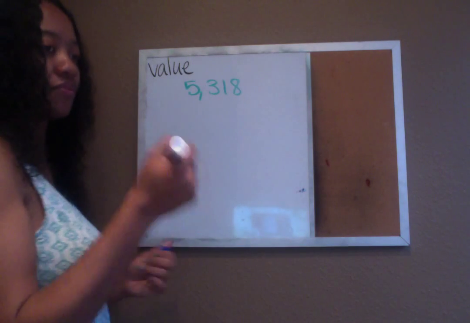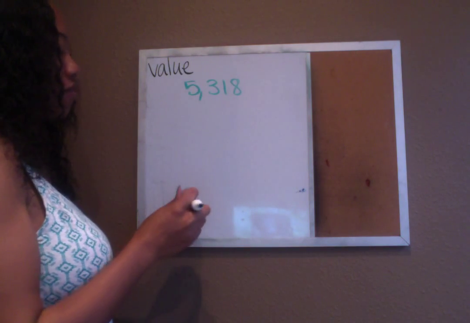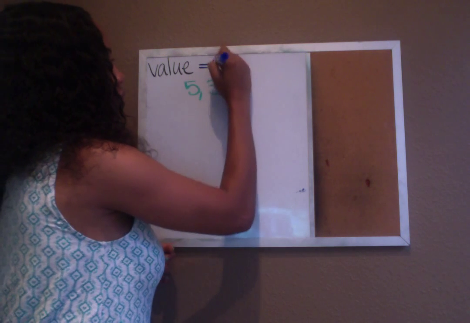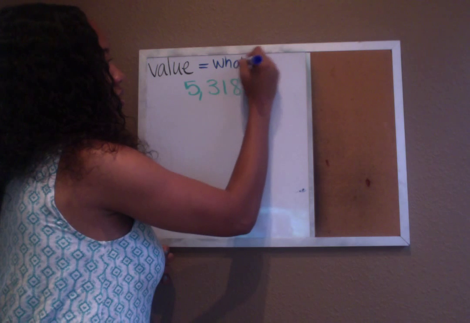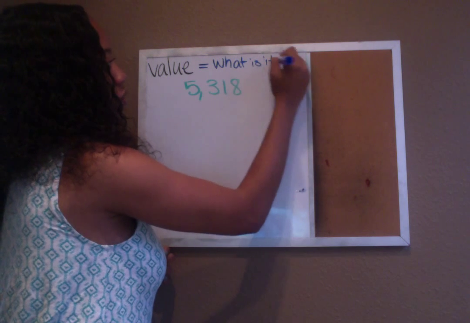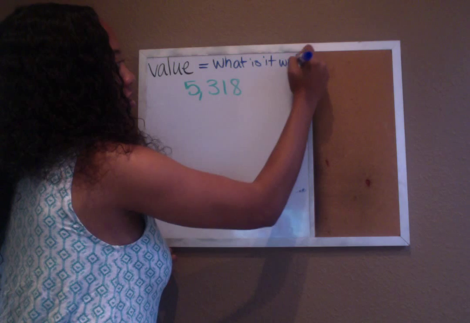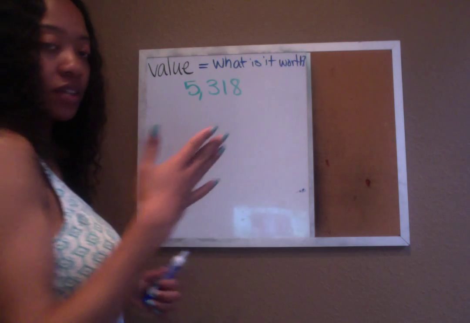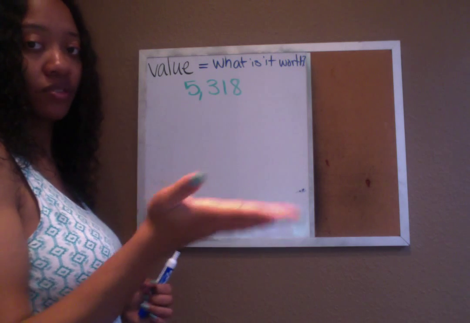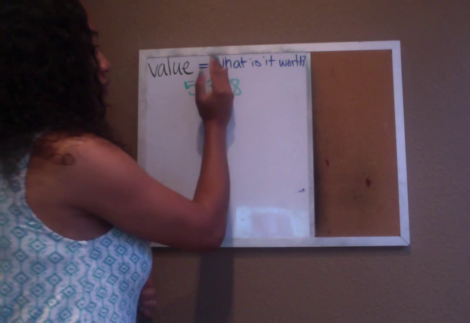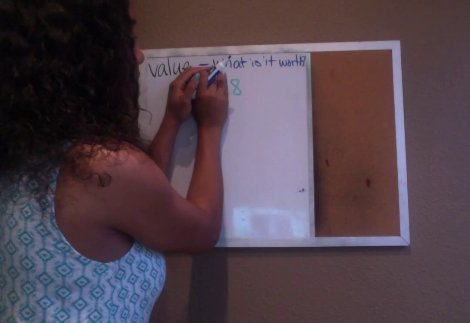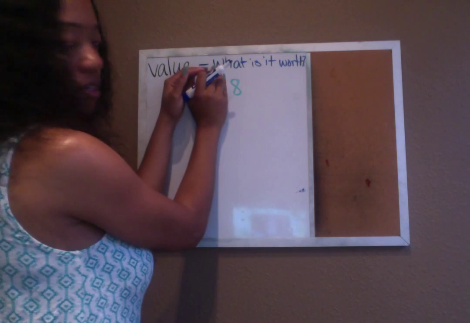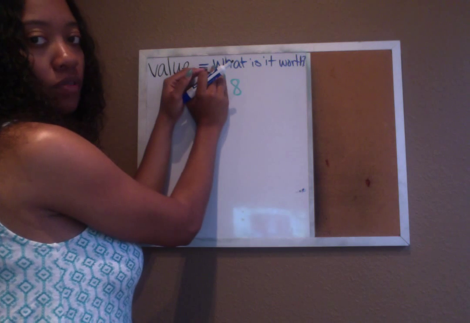Okay. When I'm looking at the word value, what sticks out to me is, what is it worth? So if I'm looking at, as you know, our topic is place value. So if I'm looking at each place of the number, what is that number worth? So if I'm seeing 8, what is that 8 telling me in terms of a place value chart?